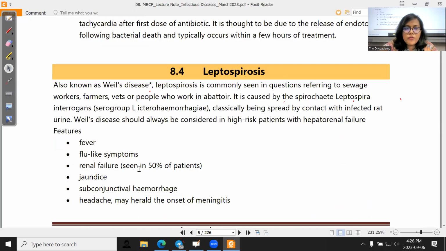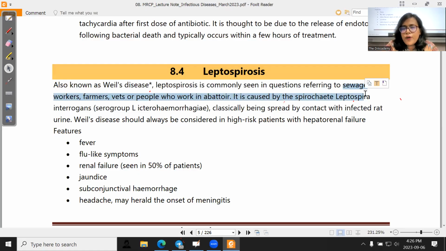Okay, leptospirosis, it's another spirochete infection, also known as Weil's disease. And for exam purpose, try to look for clues like sewage worker, farmer, people who work in abattoir, basically in any contaminated water source. Okay. And this contamination takes place by the rat urine. And this is caused by the spirochete Leptospira interrogans.